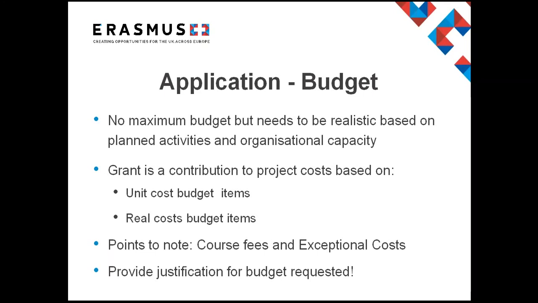Real costs contributions. This is funding for actual costs, but in some cases only a certain percentage of the costs will be covered. Budget headings using real costs are special needs support, up to 100%, and exceptional costs. Under exceptional costs, you can request additional funding to include those with fewer opportunities, to cover the costs of providing a financial guarantee if requested by the NA, up to 75%, or to cover expensive travel costs for participants from outermost regions or overseas countries and territories, up to 80%.